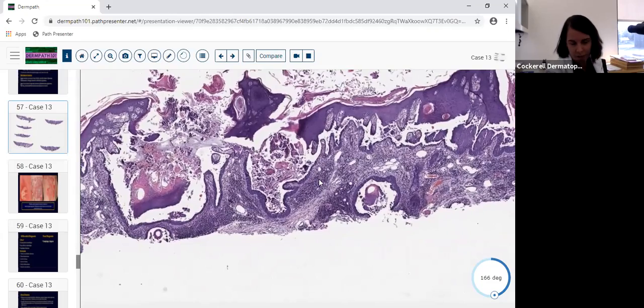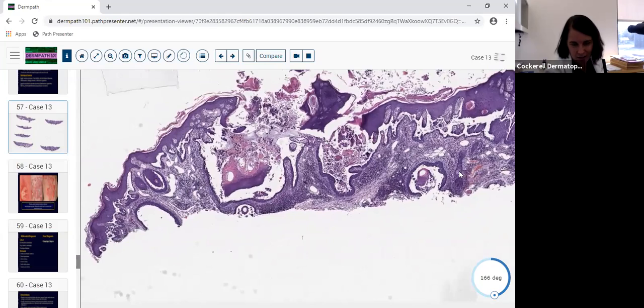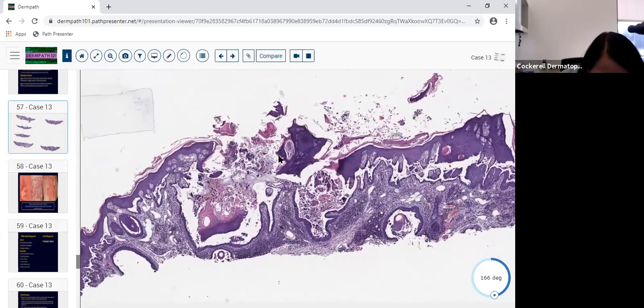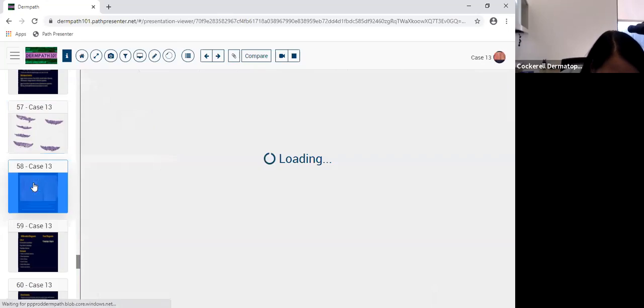Well, direct immunofluorescence, that's why we have it. I mean, that's why we use it. I wouldn't think about Hailey-Hailey because of the follicular involvement. And then you see the roof of this blister is just breaking up. So that explains the clinical appearance, which is the next slide.